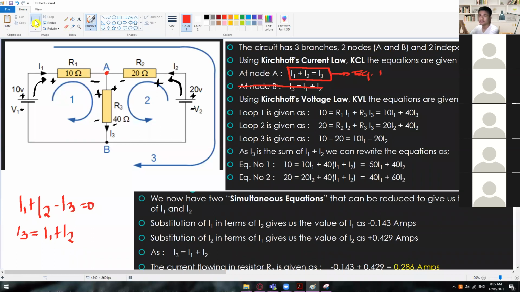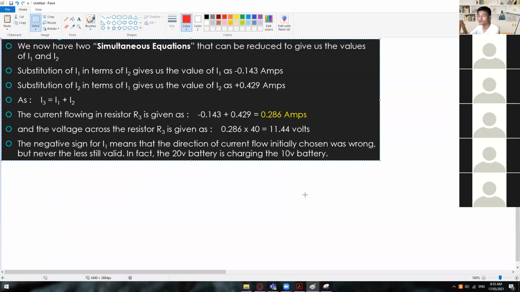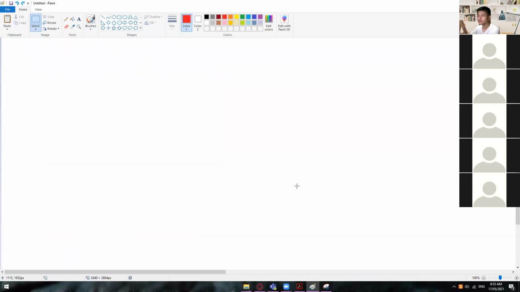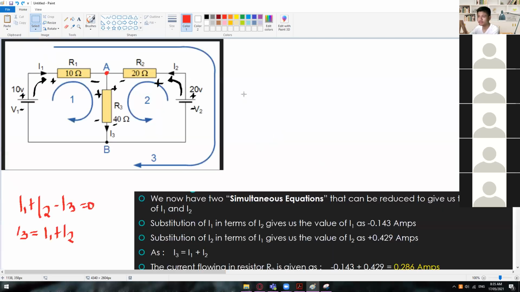All right, so let me just remove this one so we can come up with our own. Okay, anyway, I'll just copy and paste that one later on. So we can come up with our own equations.